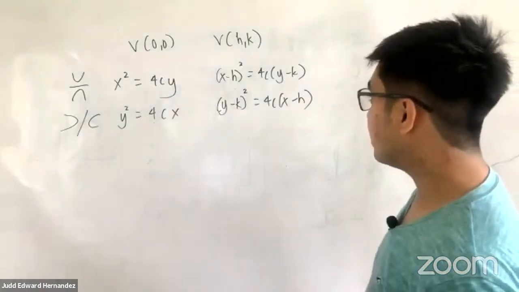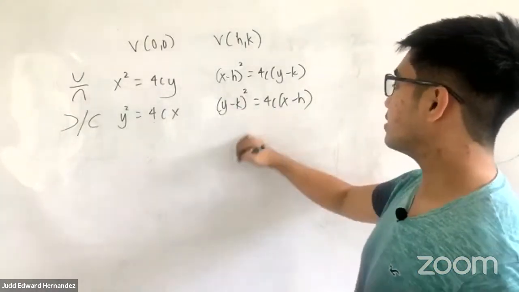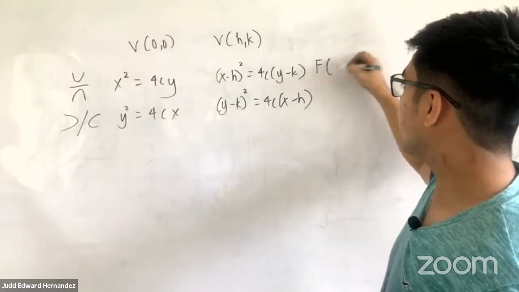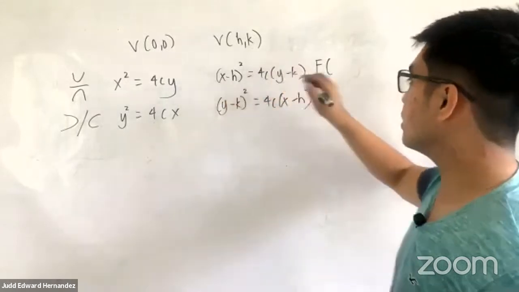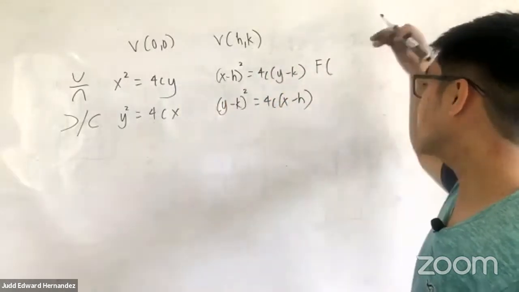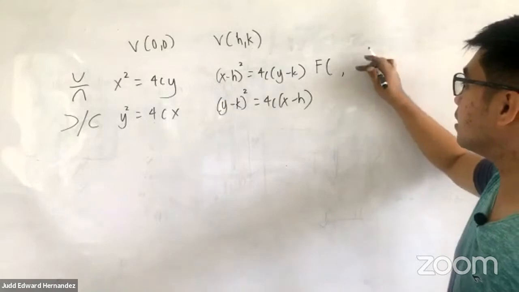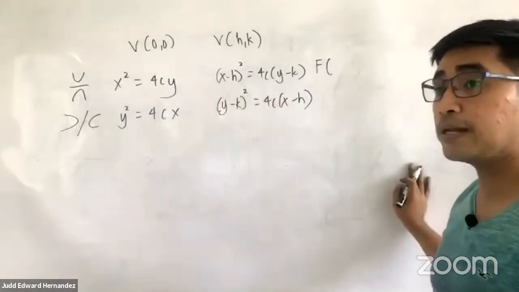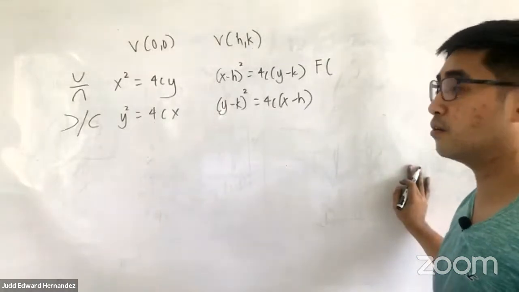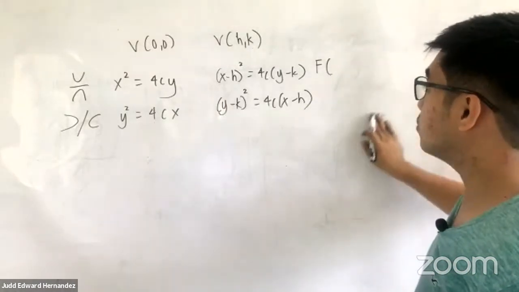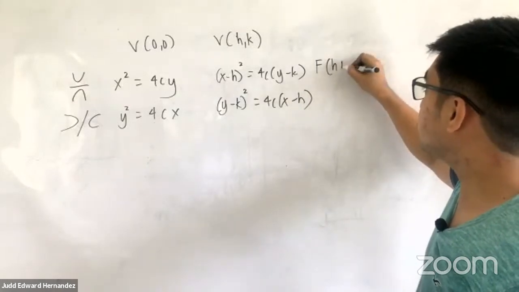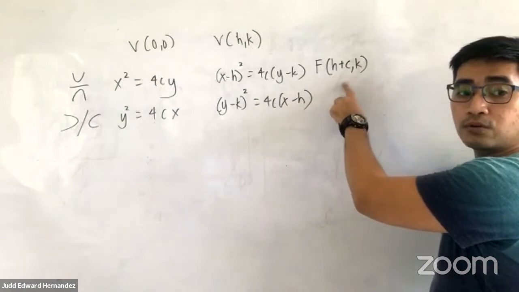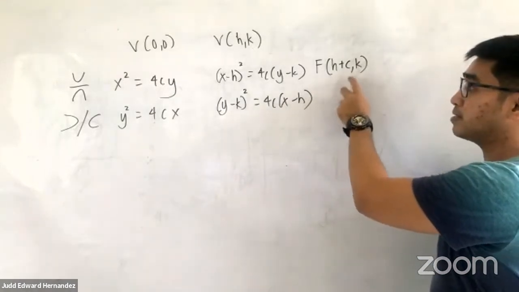Okay. In this case, saan na kaya yung focus natin? So, for this one, the focus now is located at, since we have x minus h quantity squared, the focus will be located at, saan kaya yung focus natin? X minus h quantity squared. Therefore, binabago natin yung x coordinate at hindi natin babaguhin yung y. This becomes h plus c, k. Okay. Andito daw yung location ng focus natin. The formula is h plus c, k.